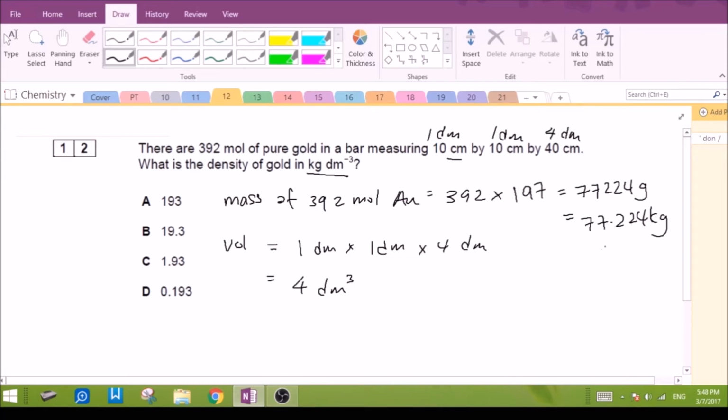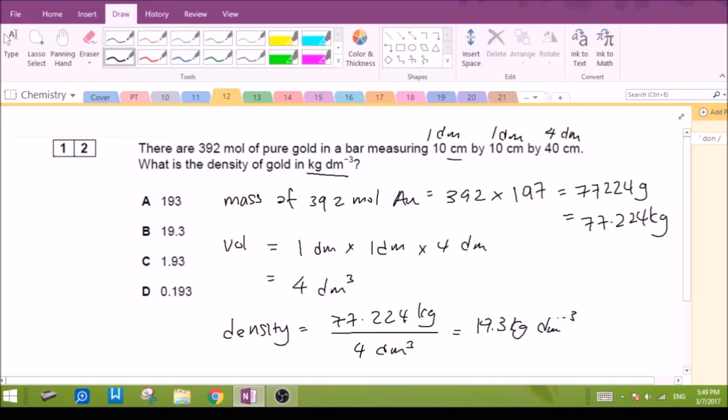Finally, we have kilograms, we have decimeter cube. We can actually find our density. Putting our kilograms and then our volume. Right, notice that it is now the units that we want, kilograms over dm cube. And then using our calculator, again we will find that the density is 19.3 kilograms per cubic decimeter. That will be option B.